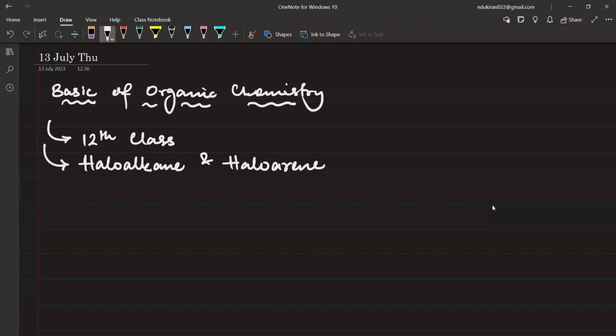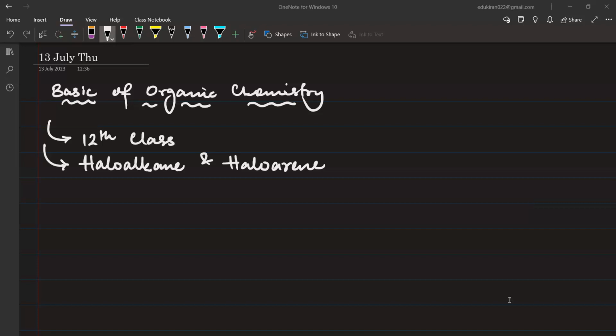Why is that? Because most of the students who are here right now have joined in between haloalkane and haloarene, or after we have done haloalkane and haloarene. So the haloalkane and haloarene portion is left for many of the students. Keeping that in mind, we will be doing everything from the general perspective of 12th standard, and specifically for haloalkane and haloarene also.